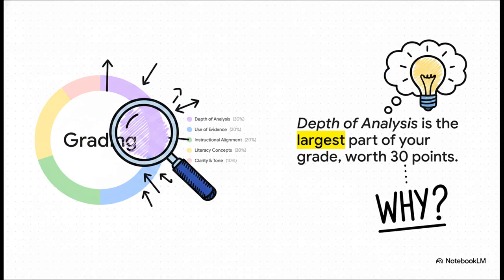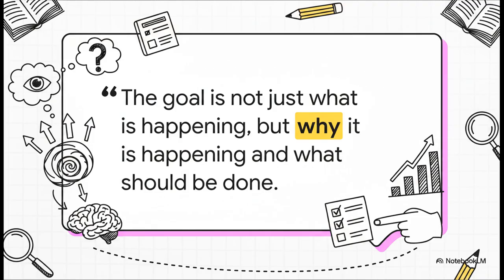The slide makes it super clear, right? That biggest slice of the pie, a full 30 points, is for your depth of analysis. This just hammers home the central message we've been talking about this whole time. Your success on this assignment really hinges on your ability to explain the why, not just list the what. Honestly, this one sentence from your instructor is the perfect summary of the entire assignment. Seriously, print it out, tape it to your computer, make it your guiding principle.